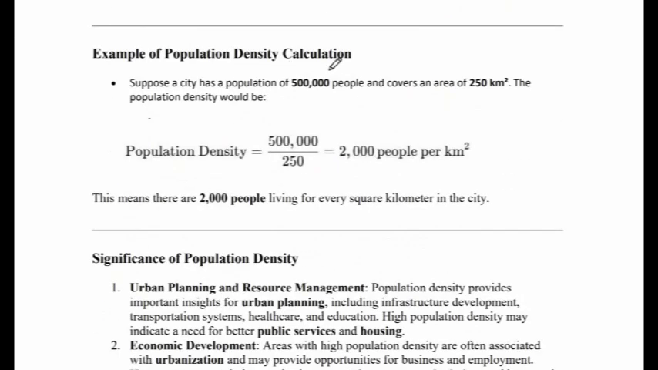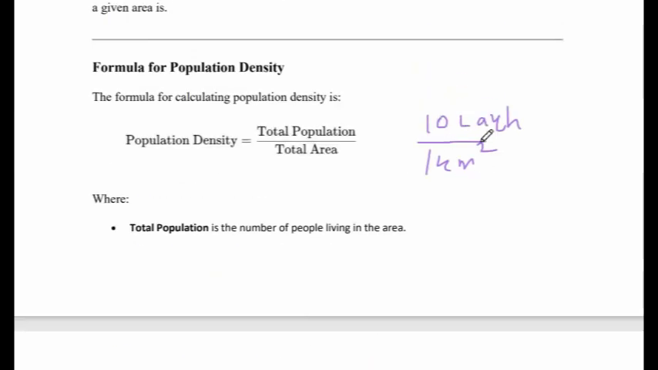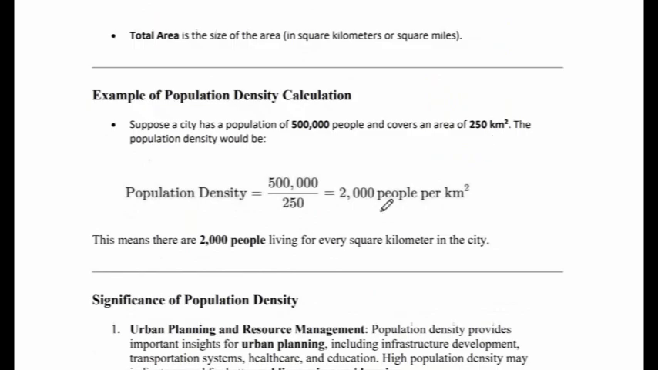Example of density calculation. Suppose a city has a population of 5 lakh people and covers an area of 250 kilometer square. The population density will be 2000 people per kilometer square. और ऊपर के एग्जाम्पल में per kilometer square 10 lakh people और यहाँ पर 2000 people are staying per kilometer square, मतलब एक किलोमीटर में 2000 लोग रह रहे हैं.